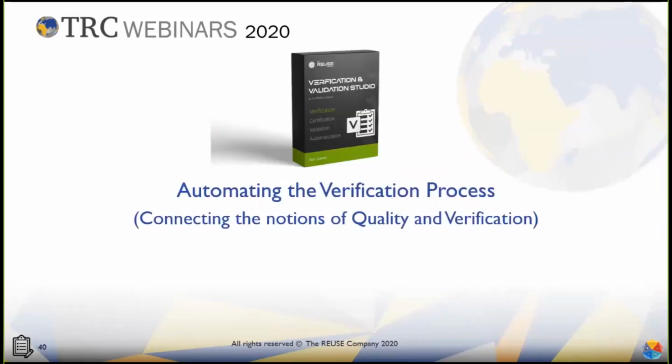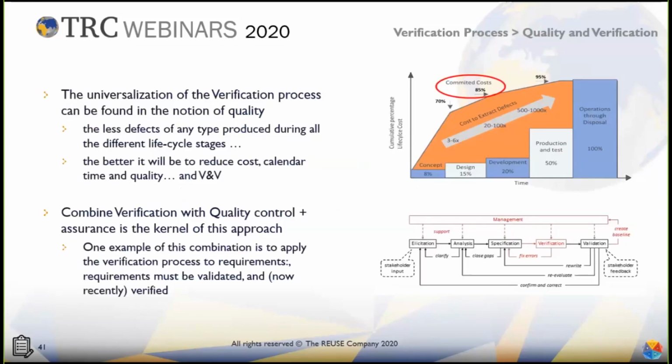Okay, excuse me. So I'm now getting into how these concepts can be implemented within a tool. The first thing I would like to tell you is that we in a Reuse company like very much to put together the notion of verification, validation, and quality. We consider that they are very much connected.